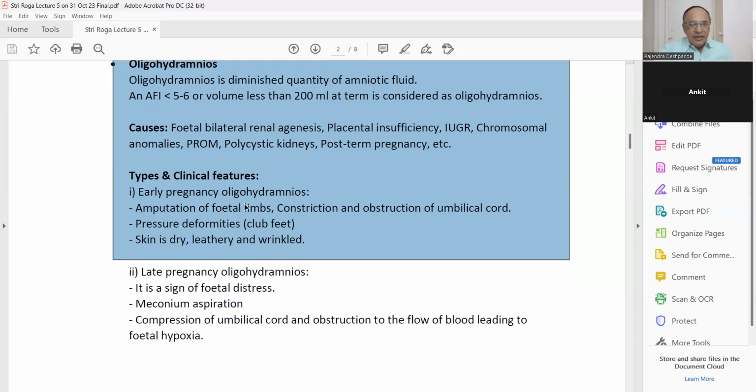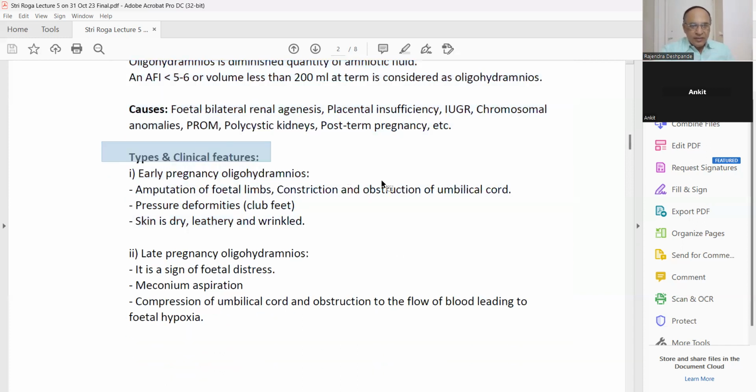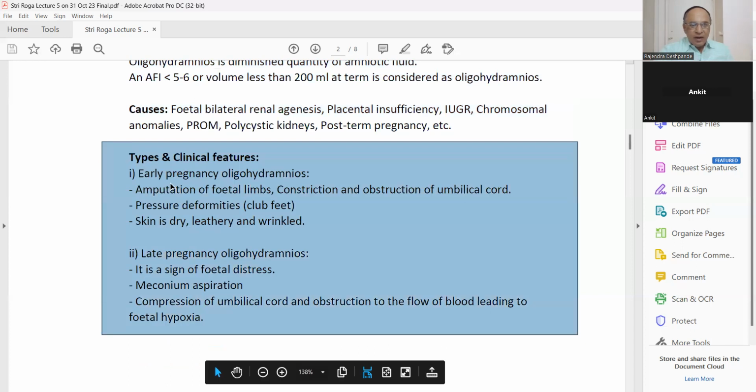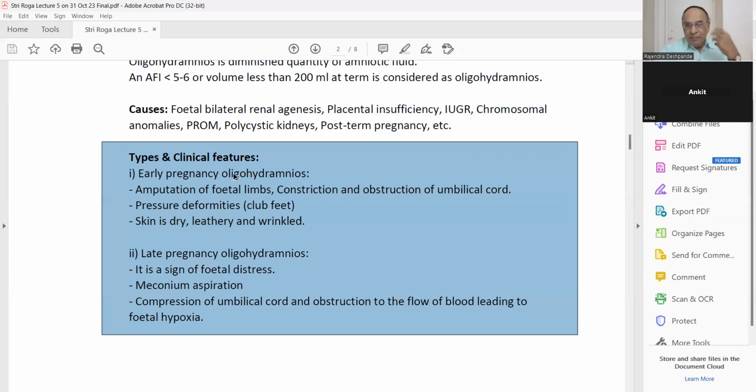Now, types and clinical features. Can you see here? Now, these are the two types. Early pregnancy oligohydramnios. Early pregnancy. So here, amputation of the fetal limbs, cutting of the hands and legs, constriction and obstruction of the umbilical cord, pressure deformities, that is club feet, skin is dry, leathery and wrinkled. These are all the clinical features which can be seen by sonography. Are you getting it? We have to check the baby, and the baby will be having this type of problems. Bad thing. This is not good.